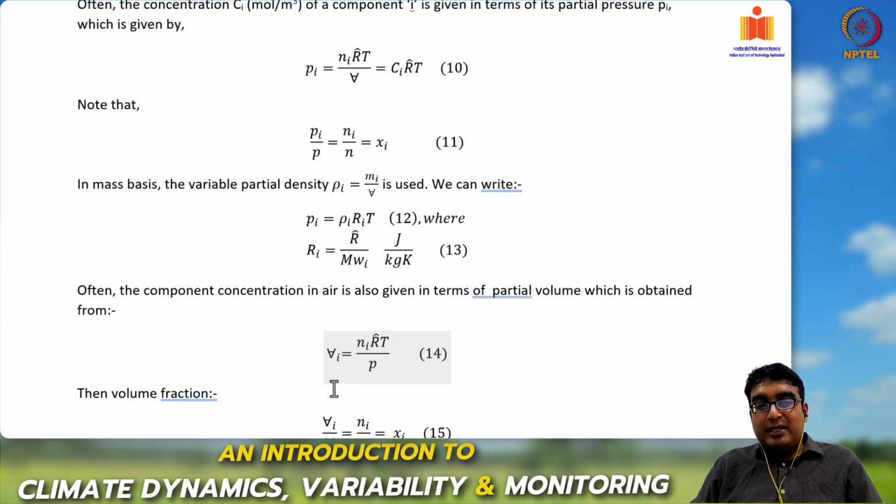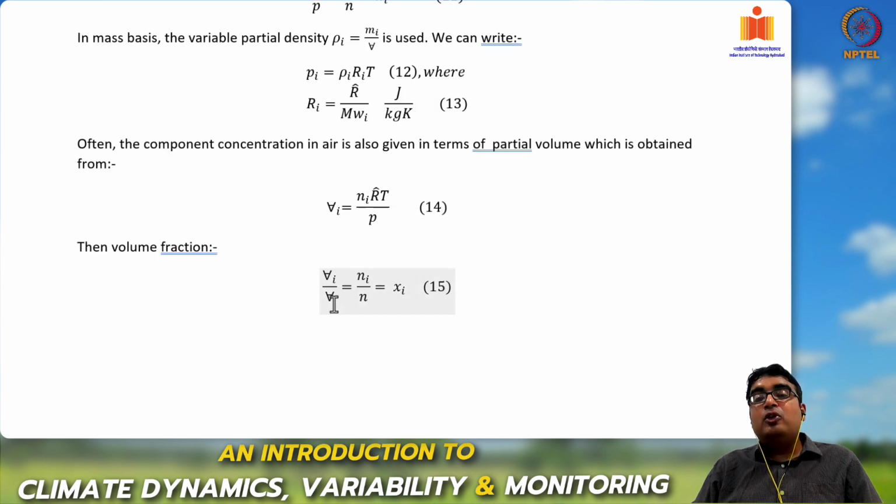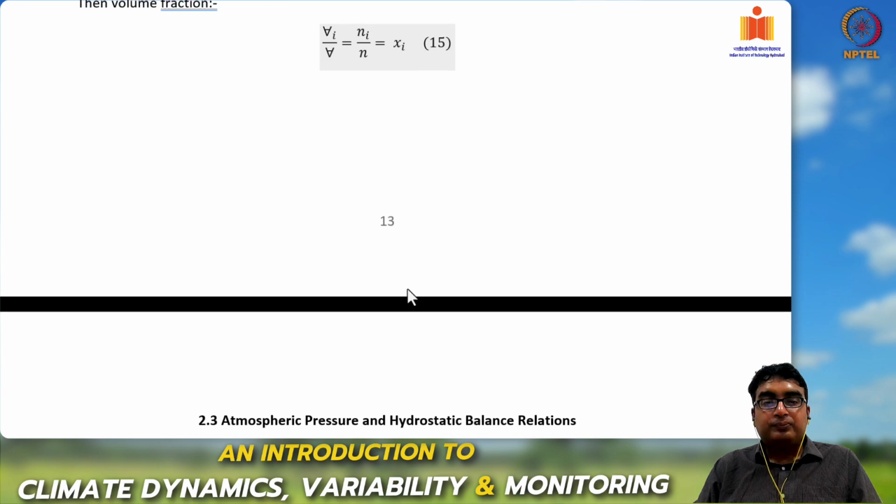Again, if you divide it by the total volume, this becomes nRT by P. So Ni by N is again the mole fraction Xi. So the ratio of the partial volume to total volume is also the mole fraction Xi, just as the ratio of partial pressure to total pressure is the mole fraction Xi. This is called the volume fraction. So wherever you see the term volume fraction being used, you can consider it numerically equal to the mole fraction Xi of that component.